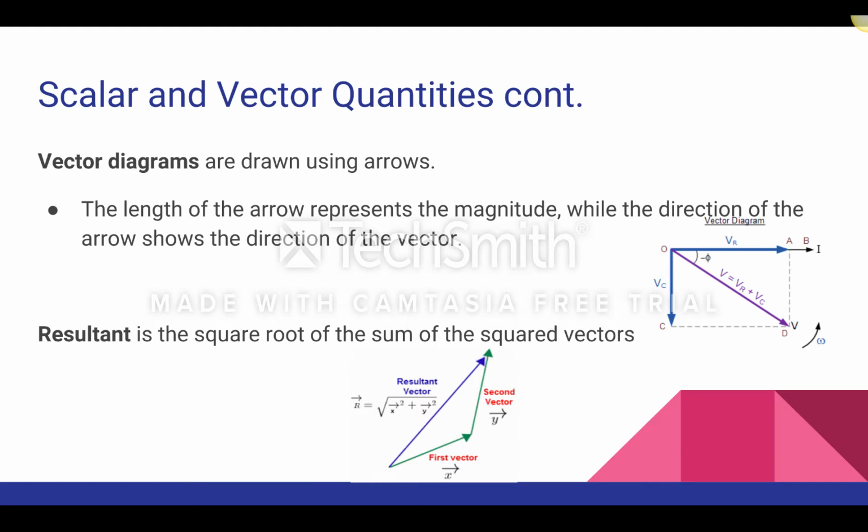Vector diagrams are drawn using arrows. The length of an arrow represents the magnitude, while the direction of the arrow shows the direction of the vector. In the example, we can see the vectors are VR and VC. The resultant is the square root of the sum of the squared vectors. The first vector is x, and the second vector is y. The resultant is the square root of x squared plus y squared.